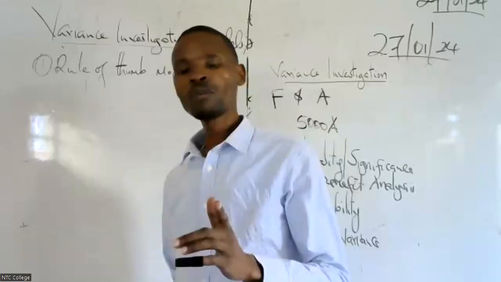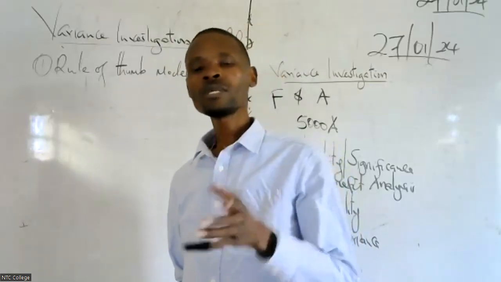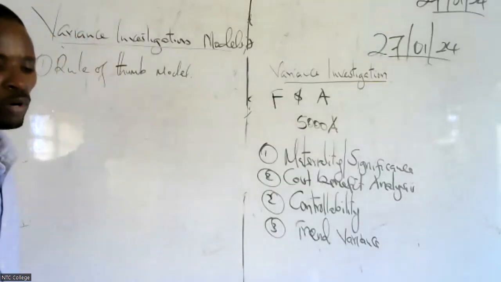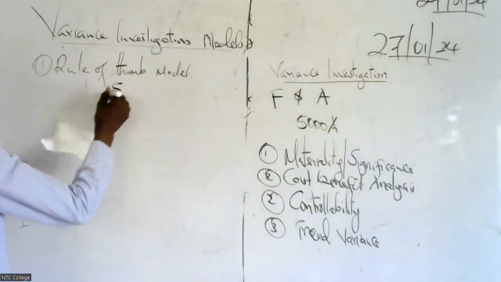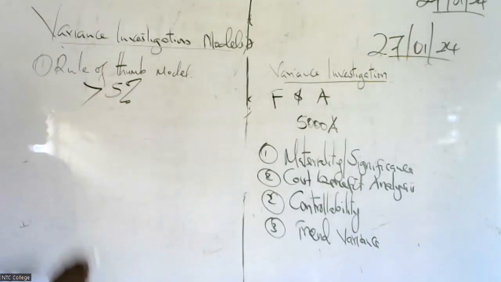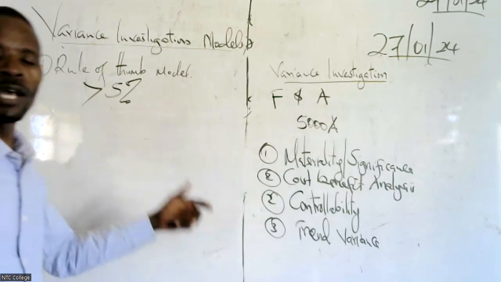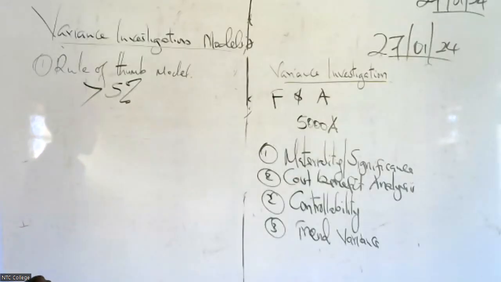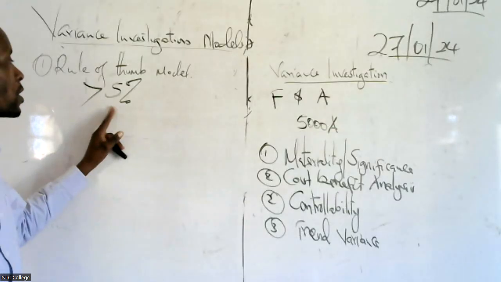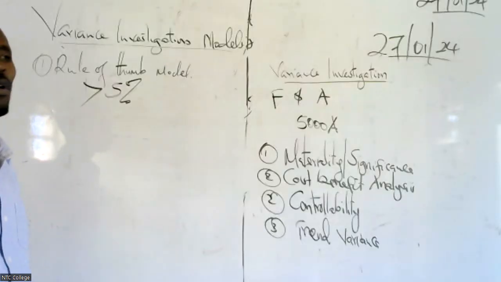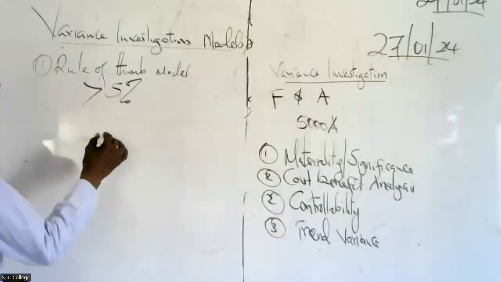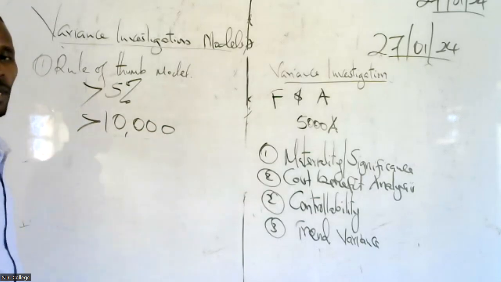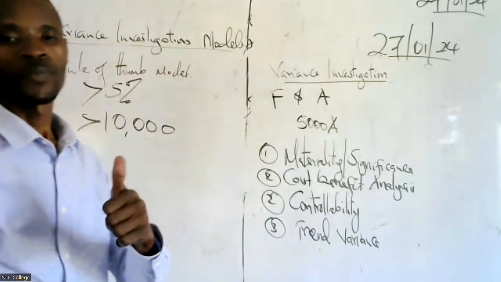We, as the board of directors and management, sit down and say, if there is variance exceeding 5% of the standard cost, we will investigate. For example, if there is more than 5% of the material cost as a variance, you investigate. If not more than 5%, don't investigate. Or we say if there is a variance exceeding 10,000 or more, we investigate. That is our rule of thumb.